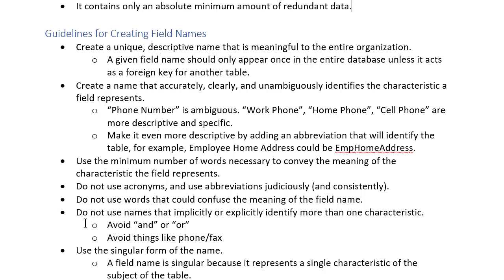You also don't want to use names that implicitly or explicitly identify more than one characteristic for that field name. So something and something or something or something would mean a multi-part or multi-valued field. Another example would be phone or fax. You might have that number listed there underneath the field name, but you wouldn't know whether it was the phone number or the fax number, and then you would be putting out incorrect information and people might be trying to call the fax number.